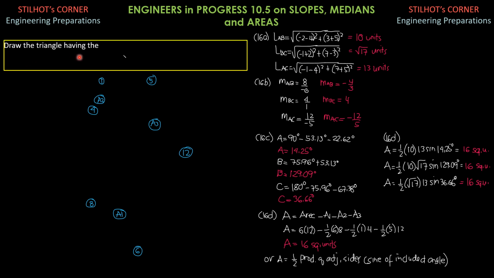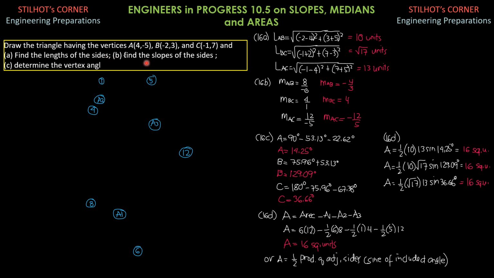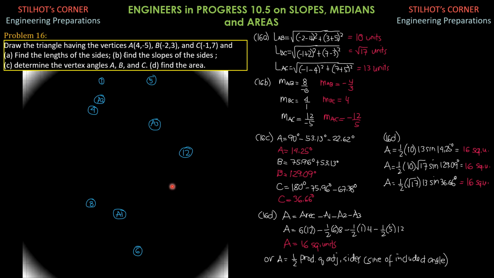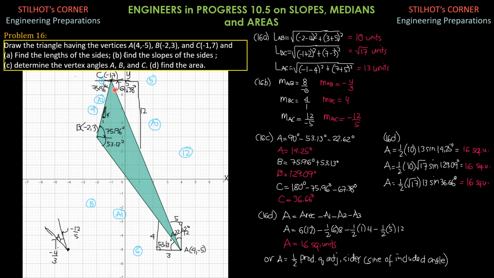Draw the triangle having the vertices A at (4, -5), B (-2, 3), C (-1, 7). A, find the lengths of the sides. B, find the slopes of the sides. And C, determine the vertex angles A, B, and C, then find the area. So for the lengths of the sides, let's plot the points first: A at (4, -5), B (-2, 3), and C (-1, 7).